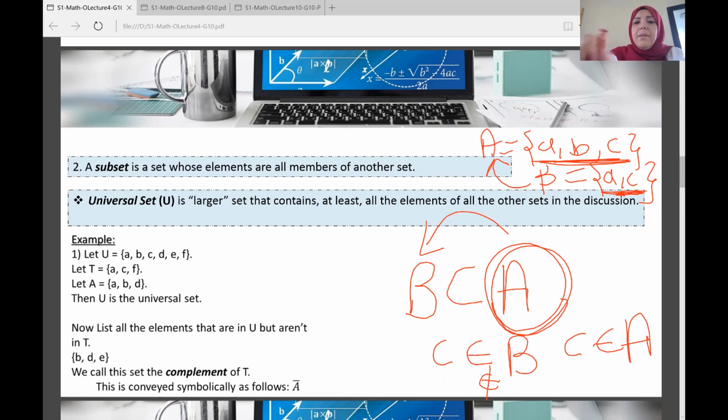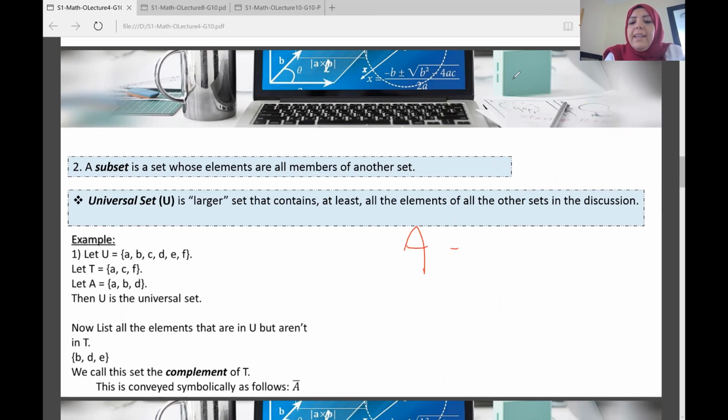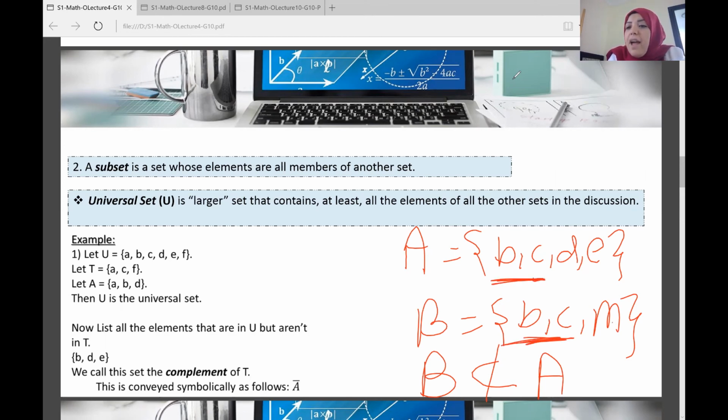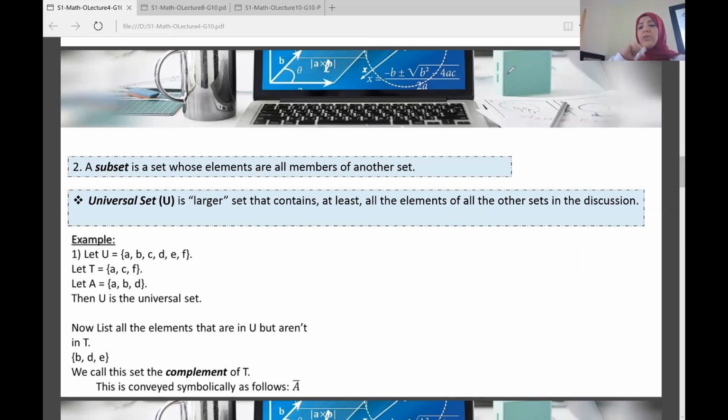I'm going to give you an example of a set which is not a subset. Suppose I give you a set A that contains B, C, D, E. And we have a set B that contains B, C, M. B is not a subset of A. Why? Although I have B and C here, M is not found in A. So B could not be a subset of A. In order to be a subset, all the elements of B must be members of set A.